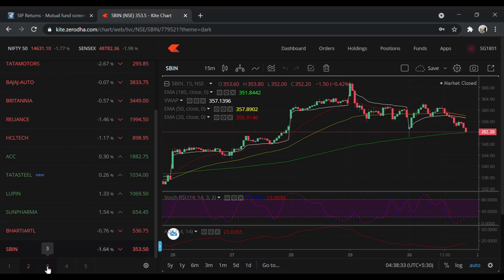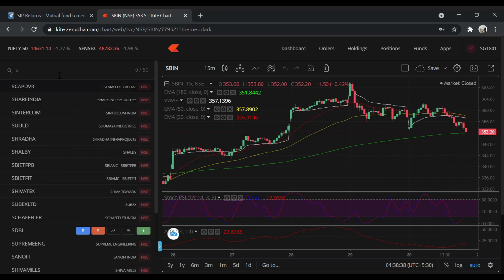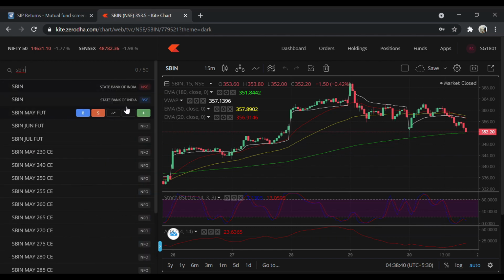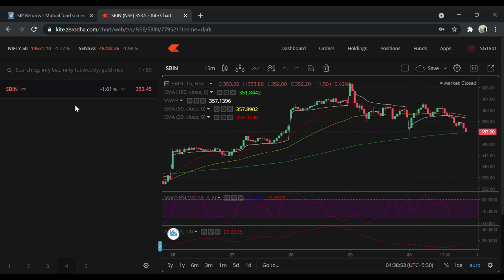So if you're in watch list 4 and you search SBIN and you click add, then it goes to watch list 4. So you'll be basically able to see this. Yeah, so you'll be able to see SBI and what the movement is by seeing watch list 4. So that's how it works.